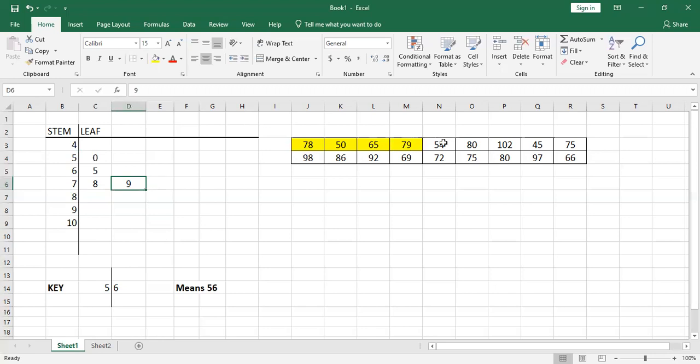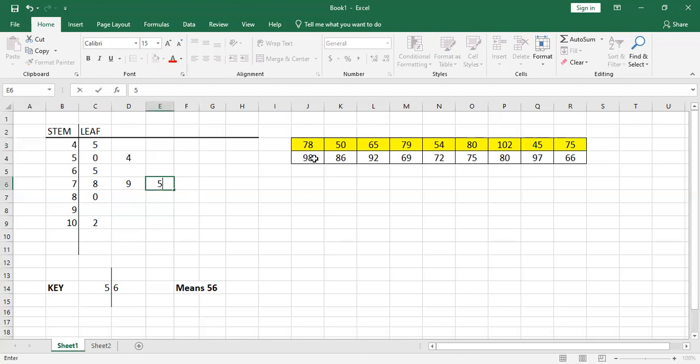The following number is 54. 54 here, I'll put a 4. The next number is 80. Where there is 8, I'll put a 0 there. The next number is 102. Where there is a 10, I'll put a 2. That means 102. My next number is 45. Where there is 4, I'll put a 5. My next number is 75. I'll put a 5 where there is 7.